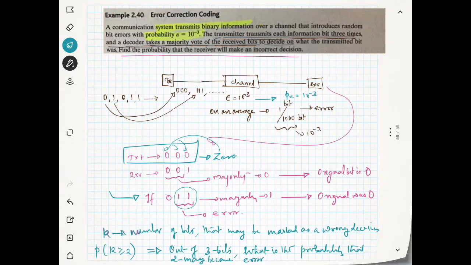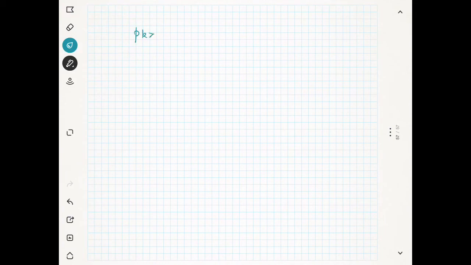So you can see here the probability that k is greater than or equal to 2 means, out of 3 bits, I can choose 2 bits, that means 3 choose 2, and these should be in error. Both are independent. Anyway, I told you these are all Bernoulli trials. And the other may be a correct decision. So this is the wrong decision: 2 are wrong and 1 is correct.